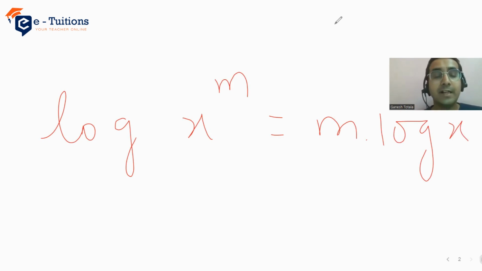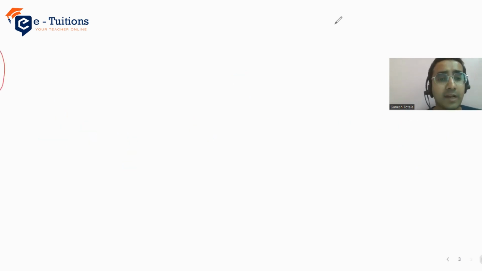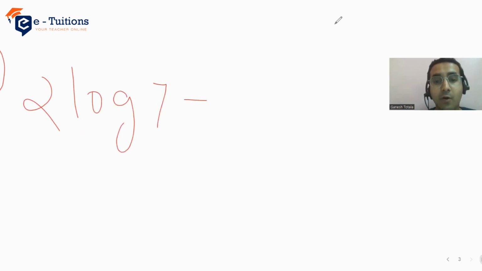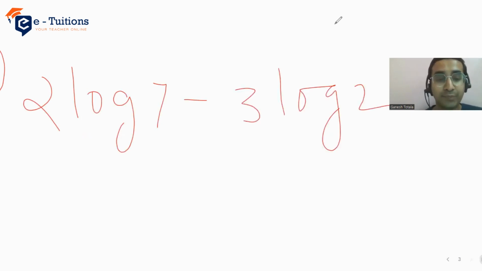So in today's video, let's try solving few examples. Let us consider the example number one. The example number one is 2 log 7 minus 3 log 2. Now, whenever we have such kind of question, always try to check the coefficients of the log terms first. Generally, the coefficient of log terms should be 1. If not, try to make it as 1 so that we can use the law of logarithm.